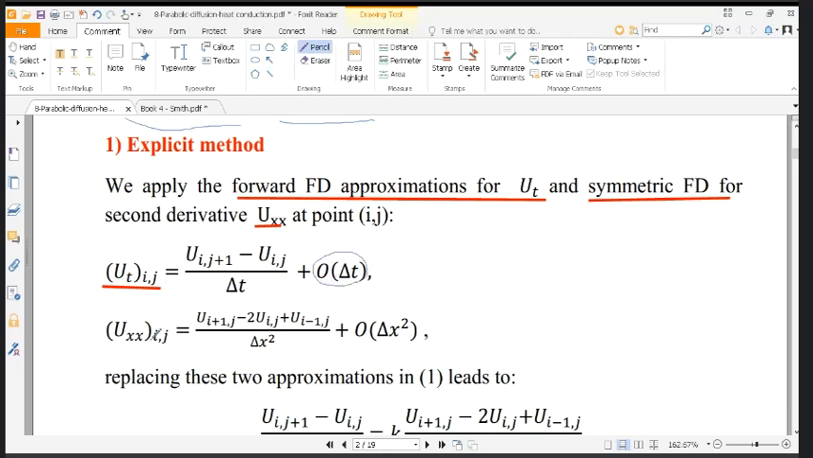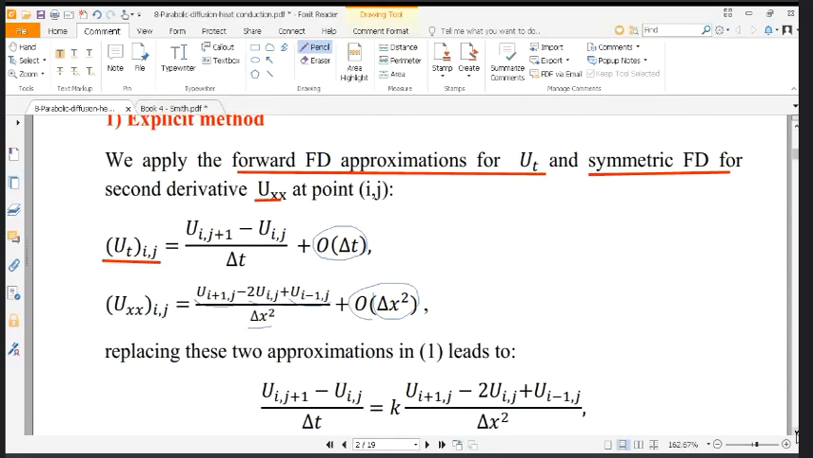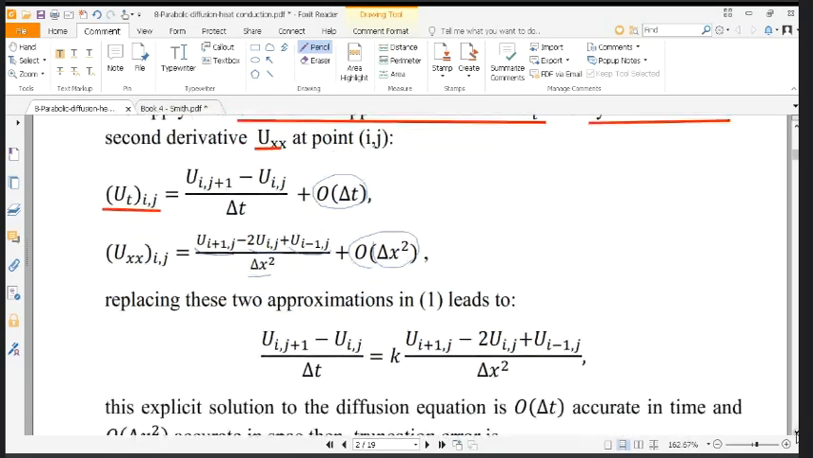For U_xx at x_i and t_j, or U_xx at i and j, we have U(i+1, j) minus 2 U(i, j) plus U(i-1, j) over delta X squared plus O of delta X squared. Or delta X squared is the order of truncation error. Okay? Thus, we use forward finite difference for U_t and symmetric finite difference for U_xx.